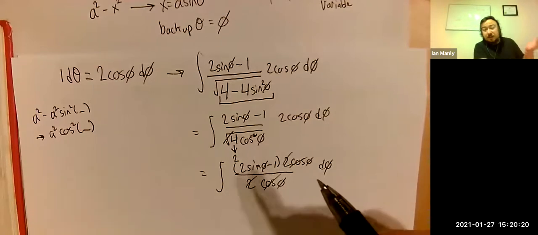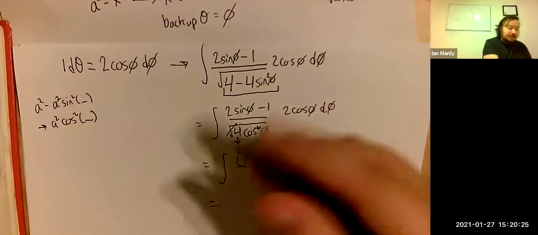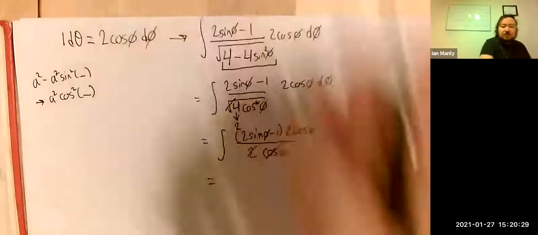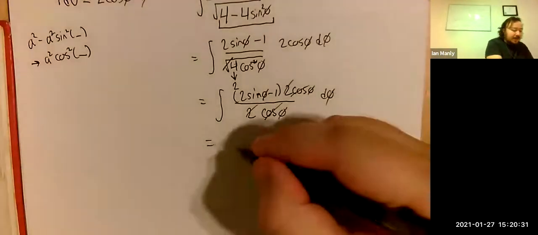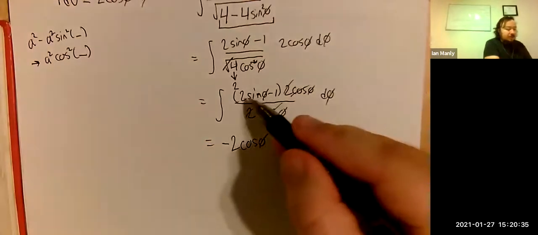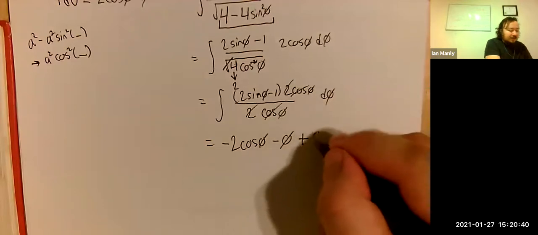And thankfully, we don't even need to do any of the new stuff we learned. This is actually just a Calc 1 integral. So if I do the integral of 2 sine of phi minus 1, I get negative 2 cosine of phi, because remember, we get an extra negative sign when it's sine, minus phi plus c.